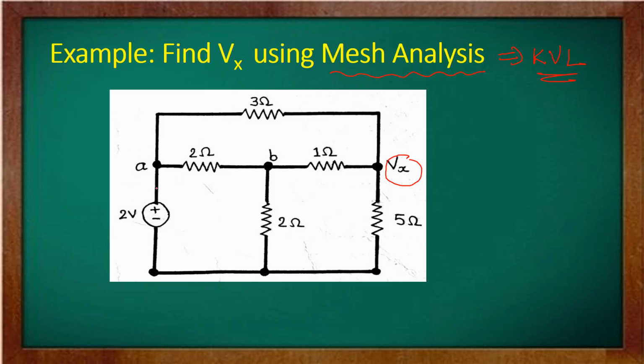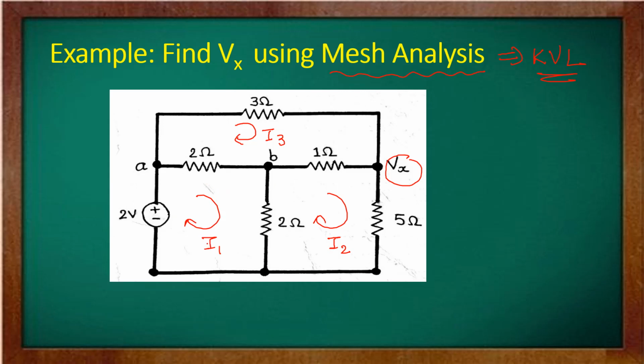First, let us consider how many meshes are present in this diagram. Yes, there are three different meshes. This is mesh 1 and the current is I1. This is mesh 2, current is I2. And this is mesh 3, current is I3. Here I am just assuming the current direction to be clockwise. If you want to assume it anti-clockwise, that is perfectly fine.